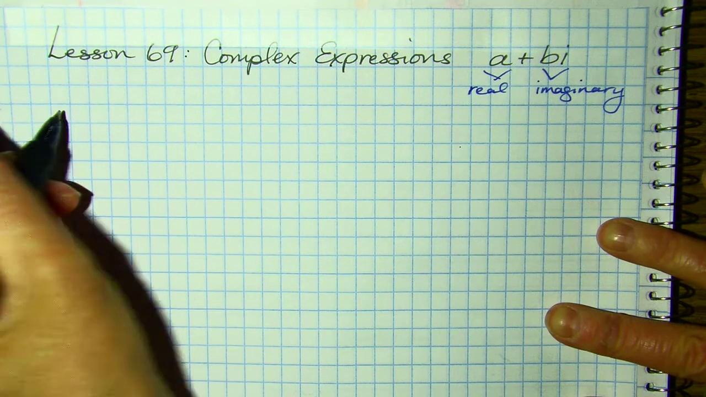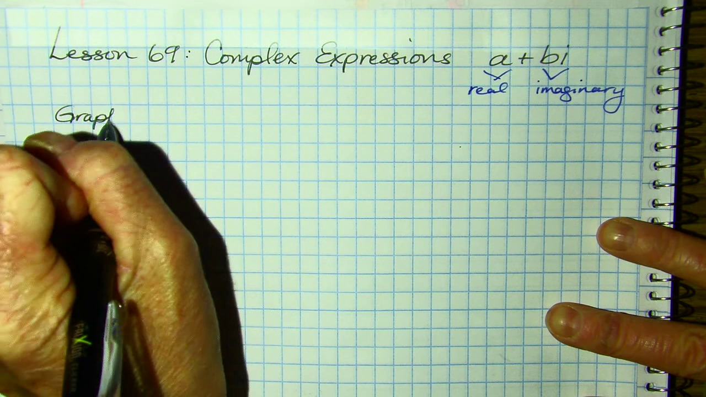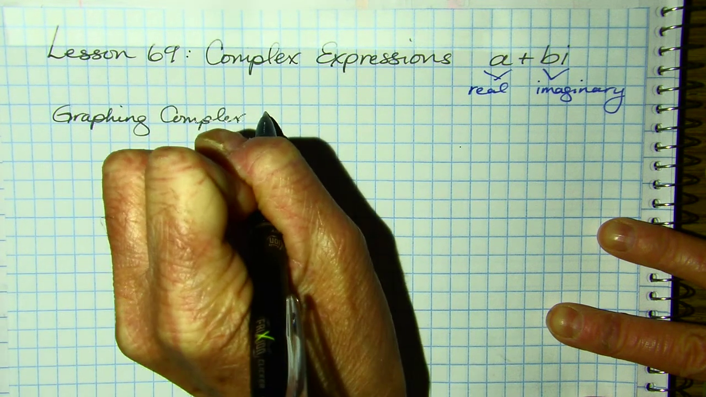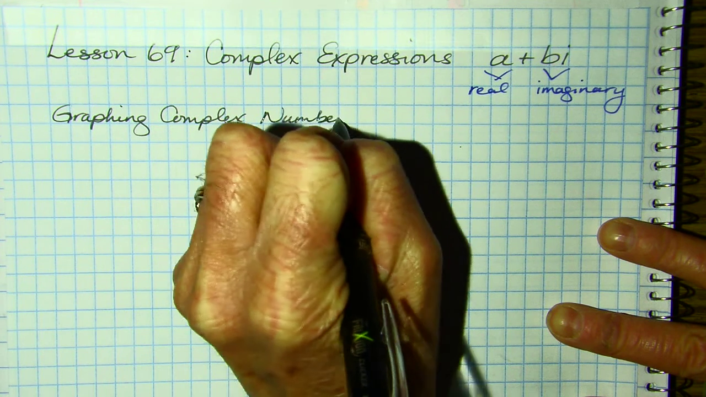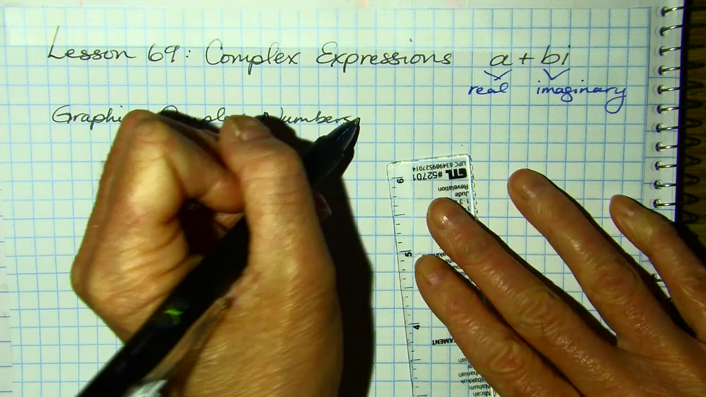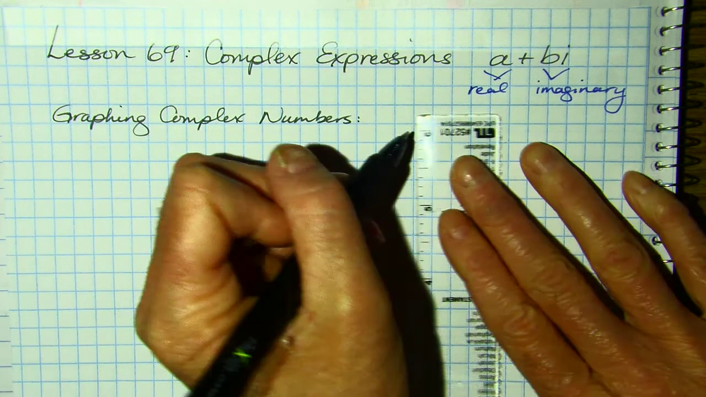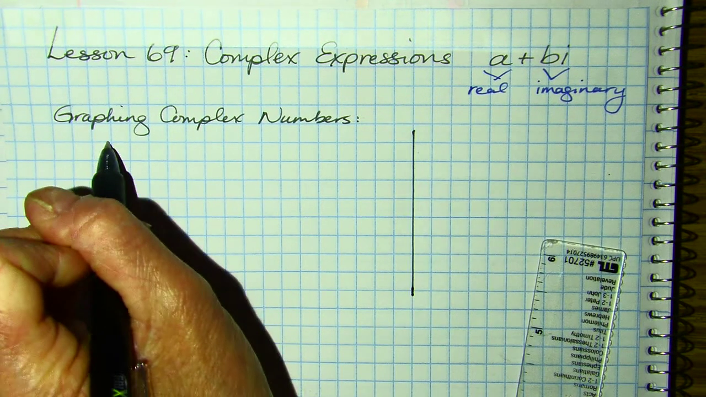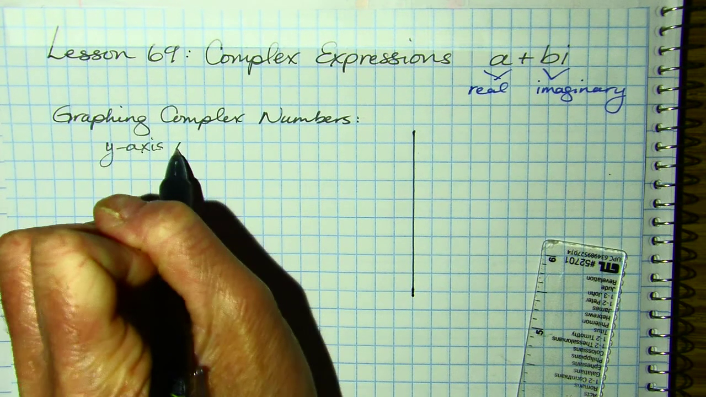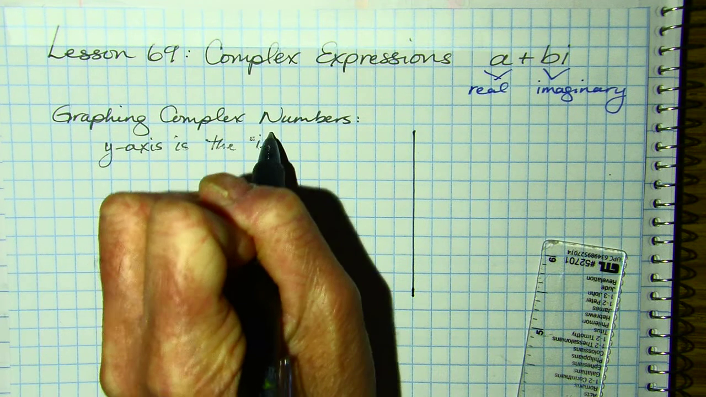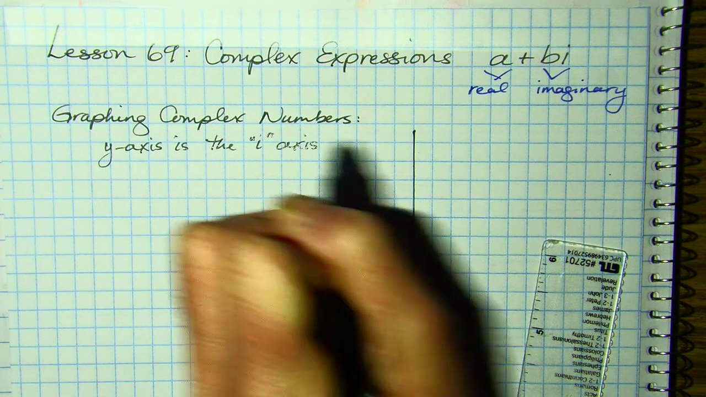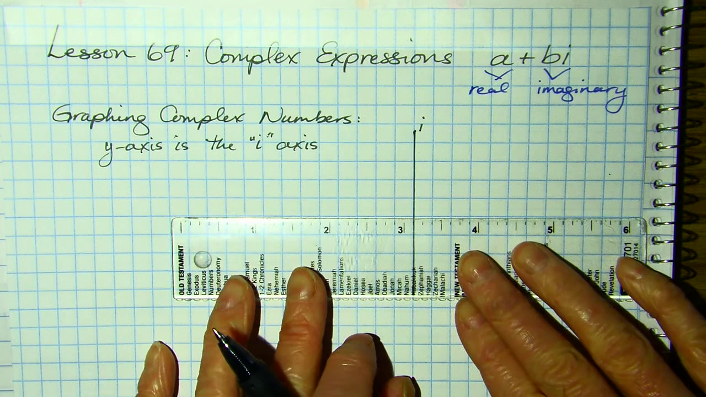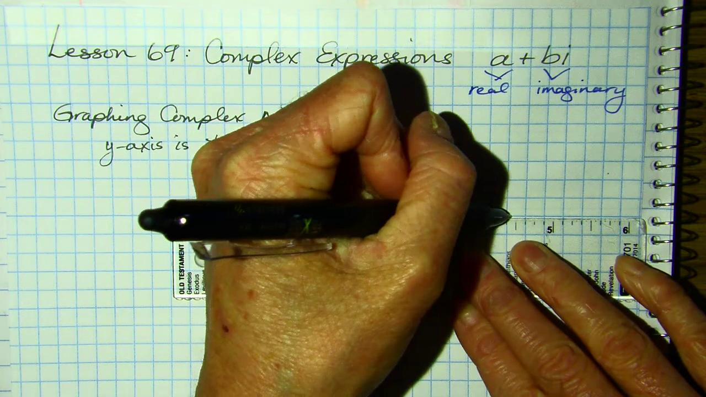So first, let's talk about graphing complex numbers. Now, I know that sounds hard, but it's the easiest graphing you'll ever do. So when we graph, the y-axis is the I-axis, and that should be easy enough to remember. Instead of y, it's I. The x-axis or real axis is one and the same, so real and x.